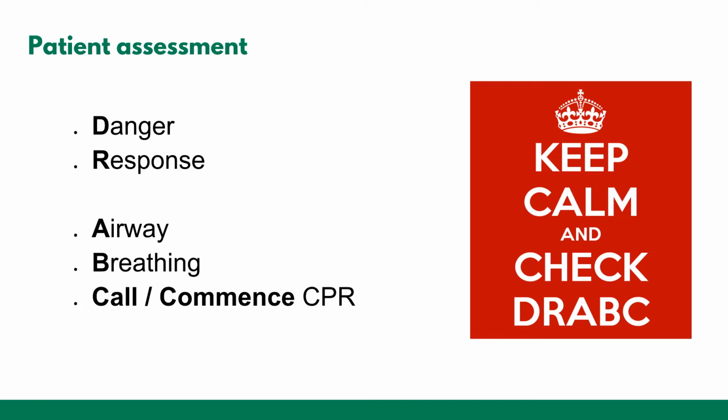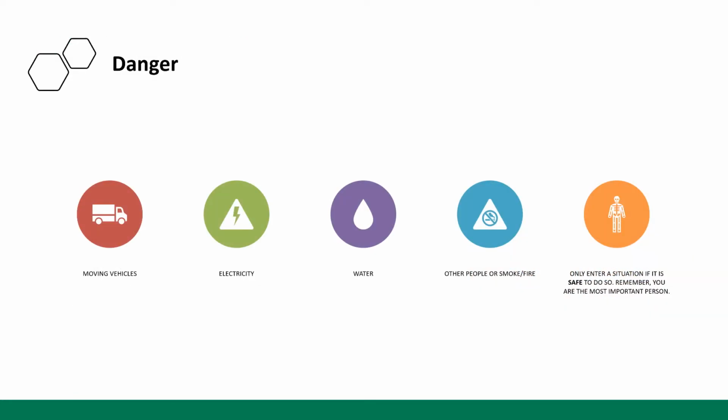If you find yourself in a situation where someone is collapsed, you can use the Dr. ABC method to help you remember which actions to take. The first one of those is danger. So the first thing you must do is ask yourself if there's any risk. These include vehicles, electricity, water, other people, smoke and fire. And if you can, and if it's possible, try to remove that danger. But you should always remember that you should only enter a situation if it's safe to do so, and you're the most important person in that situation.